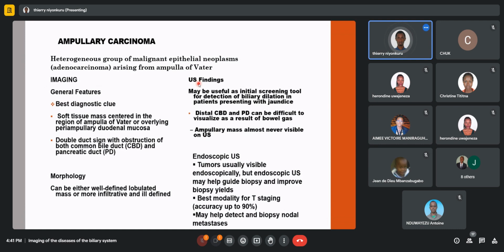Ultrasound may be a screening tool for detection in patients with biliary dilatation and jaundice, but it may be difficult to visualize the mass when it is at the ampulla region because of the bowel gas above. For the ampullary mass, it is difficult to see on ultrasound, but it is visualized endoscopically, and endoscopic ultrasound may guide the biopsy and improve the accurate diagnosis.